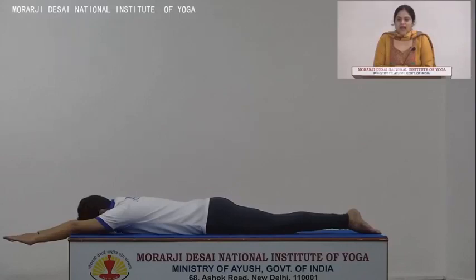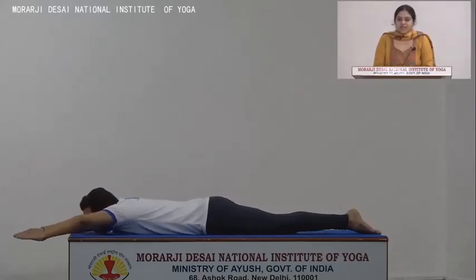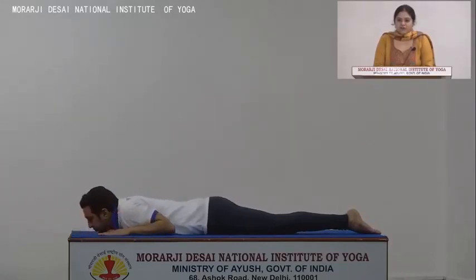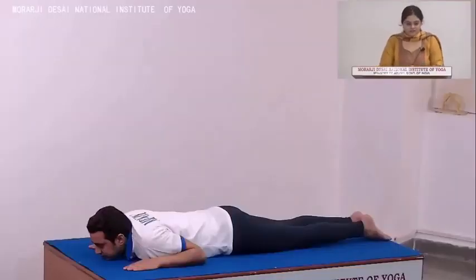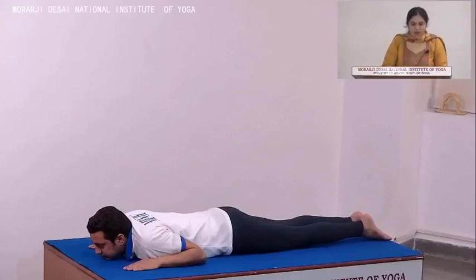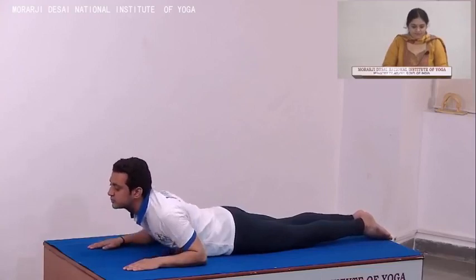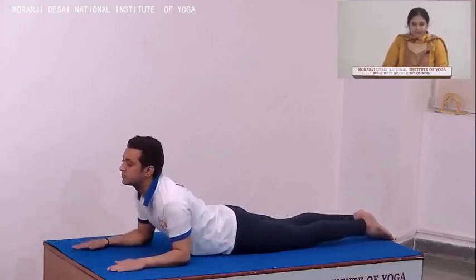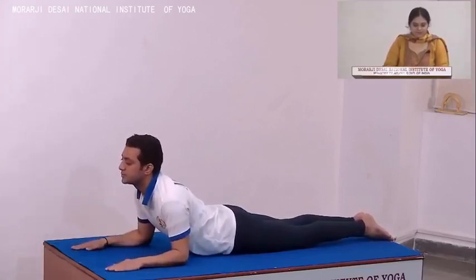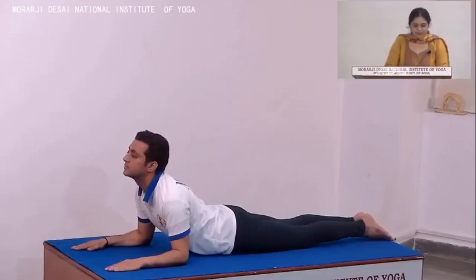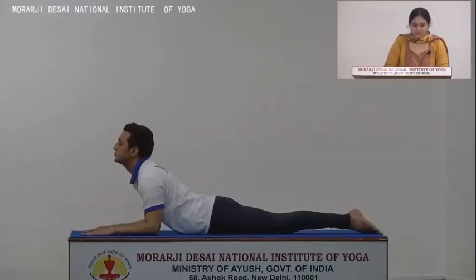Just place your hands at the side of your chest with the chin on the floor. You can place your elbows on the floor in this variation. Now inhale and slowly lift the neck, the shoulder and the chest. This is excellent for those suffering from hyperkyphosis, the mid-back rounding.